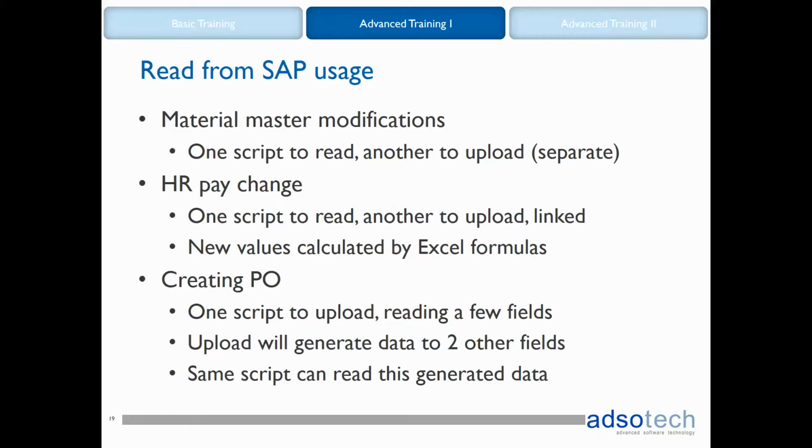The third scenario is only one script, which both uploads and reads. It could be used, for instance, on purchase orders. The main focus of the script is to create new POs, but during the creation in SAP, the data entered generates additional data in 2 other fields as well. We want to see this additional data, and for that purpose, we can include those fields in the script and map them to be read from SAP. These are the 3 main scenarios for using read from SAP together with an upload, and which one you want to use depends on the case you're working with.